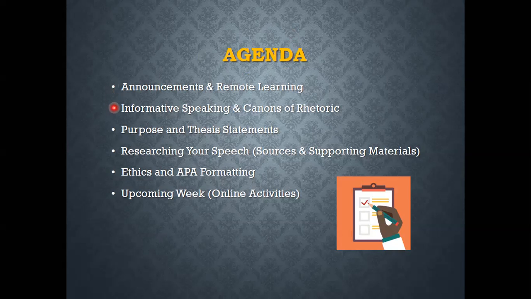Then we will get to the bulk of the information by starting off with distinguishing informative speaking from persuasive speaking and reminding ourselves what are the canons of rhetoric. After that, we will discuss purpose and thesis statements so that we understand what is the difference between these 2 statements and get ready to write our own purpose and thesis statements in the upcoming week. The next section will cover the arrangement step, and this will cover researching your speech, including what is the difference between sources and supporting materials, and how do they tie into my speech? At the end of our presentation, we will address ethics and APA formatting.